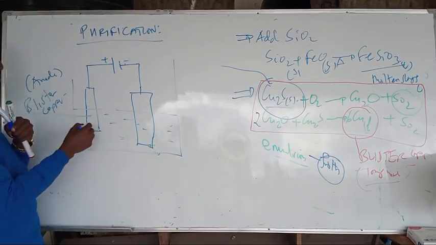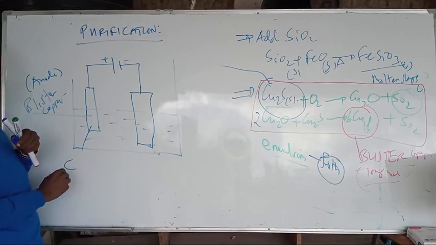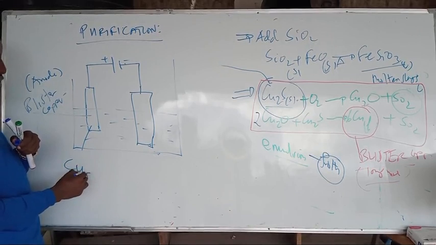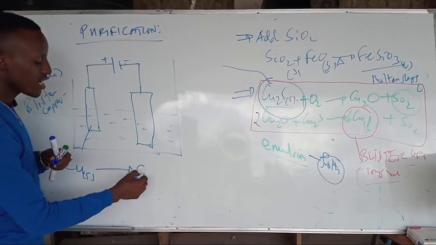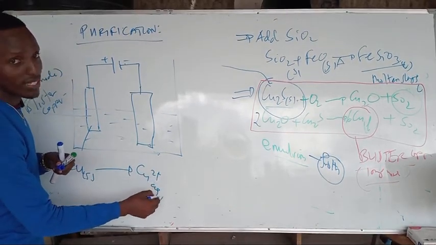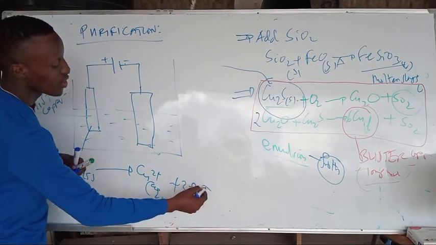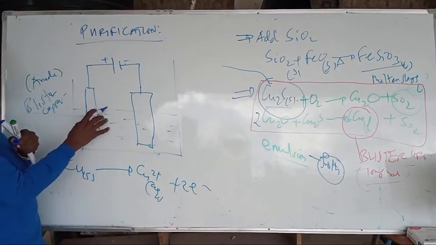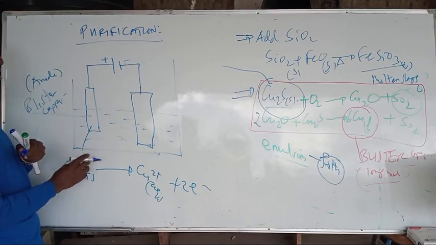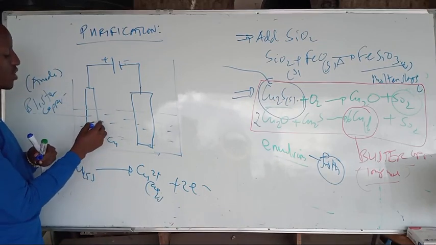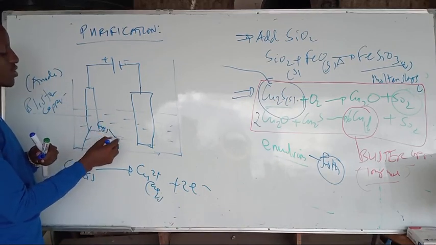So what happens to the blister copper is the anodic reaction. The anodic reaction is, we say, the copper, which is solid, is being oxidized into copper ions, which are aqueous, and we have 2 electrons. So the solid is broken down into the ions. The copper solid is turned into the copper ions.